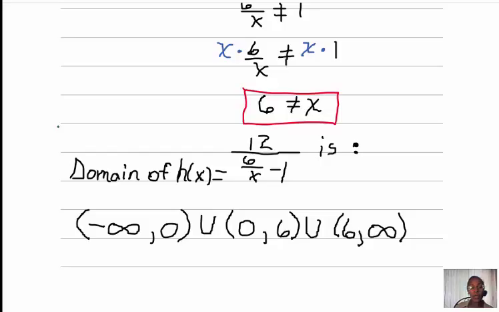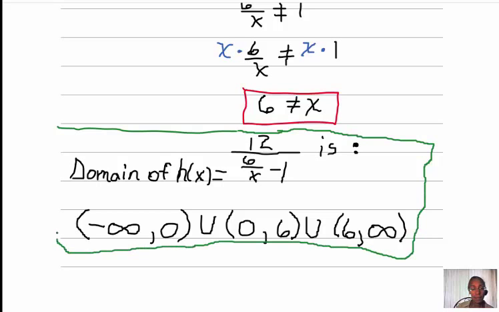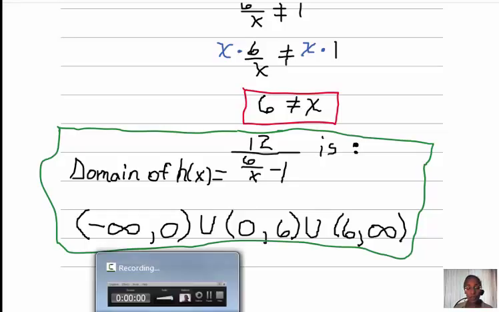So I have to make sure that I not only leave out the 0 that makes 6 over x undefined, but I have to make sure that I leave out the 6 because that gives me an f of x. So f of 6 is 1, and you can't put 1 into g. So that is the kind of reasoning and thinking that I have to do for this problem.